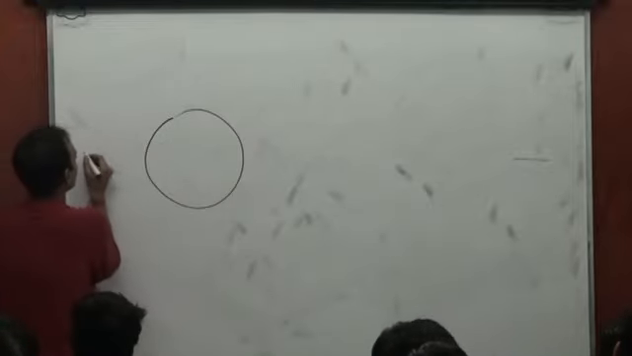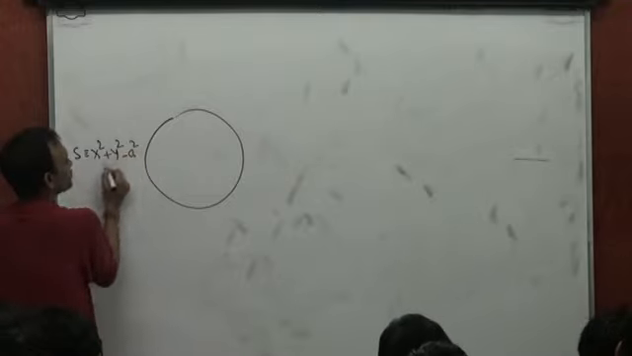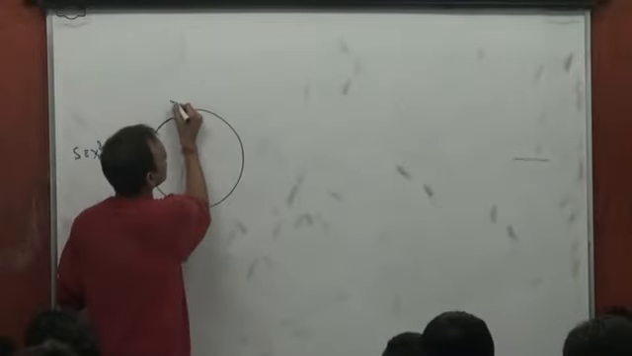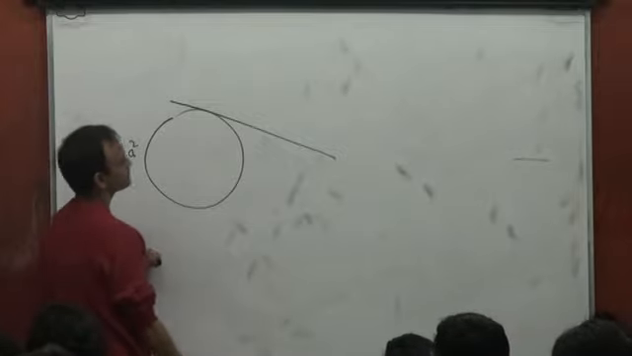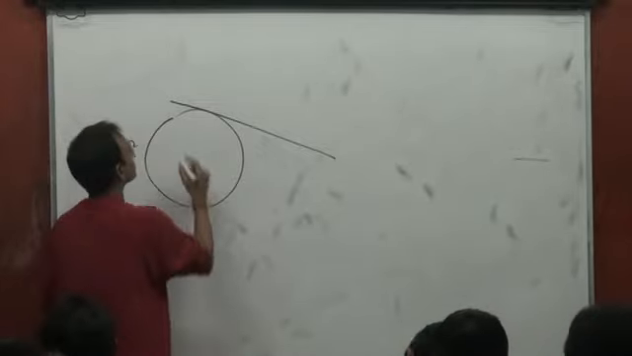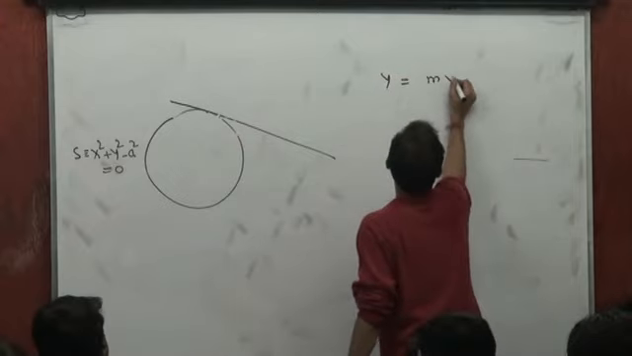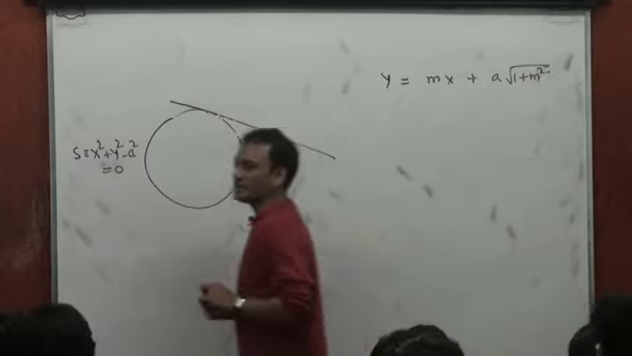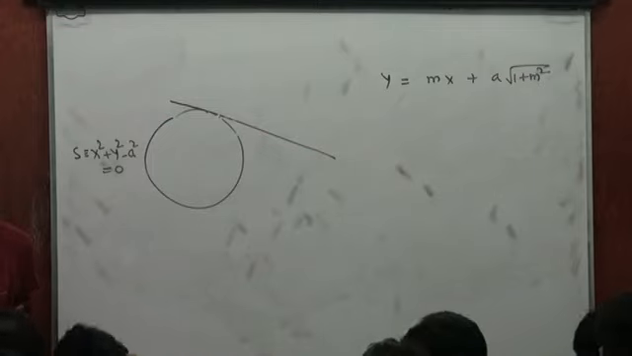So this was the circle S, which is x squared plus y squared minus a squared equal to 0. Clear? This was a certain tangent. That means this tangent must be, for some m, y equal to mx plus a root 1 plus m squared. Yes or no?